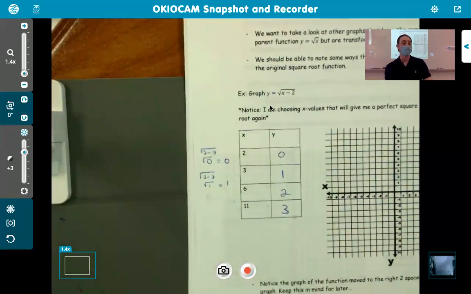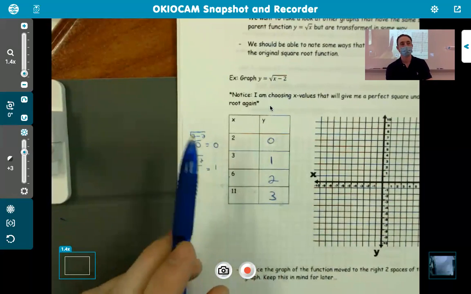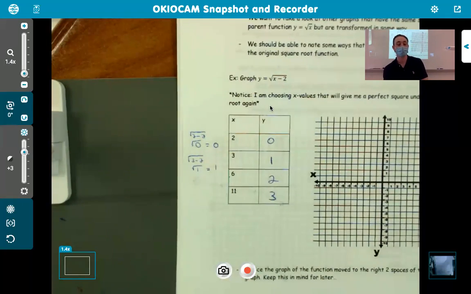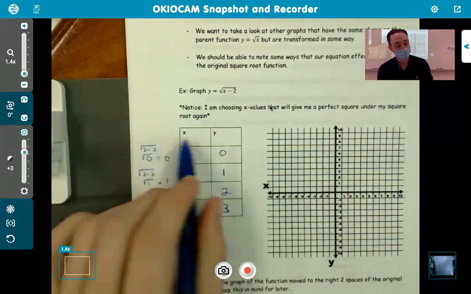Okay. Notice that my y values haven't changed, but my x values changed. Keep that in mind for the way that this graph looks in comparison to the original function. I have coordinates again.